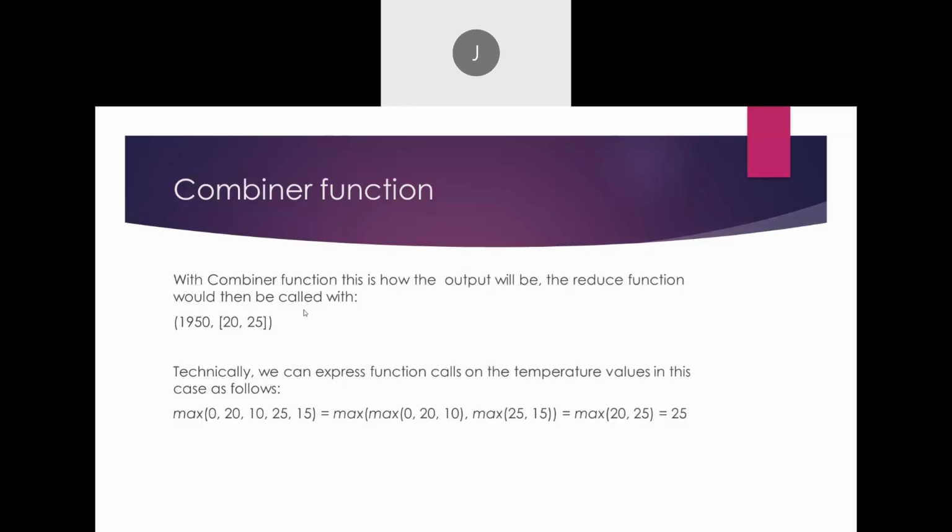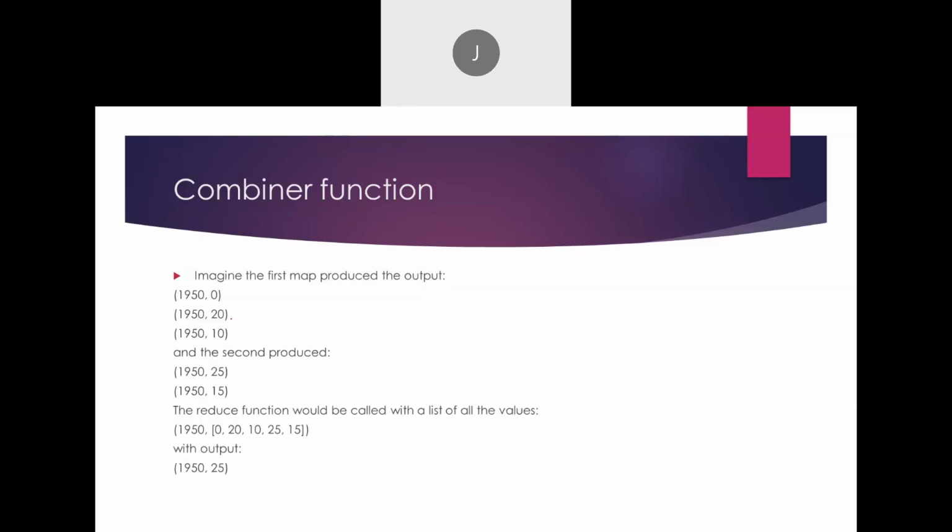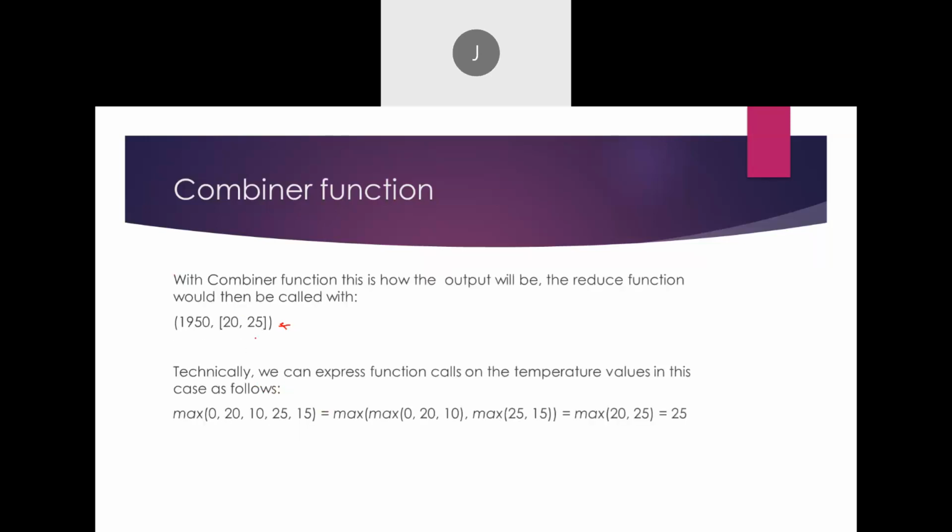If you can see it here, with the combiner function, this is how the output will be. The reduce function will be called with only 20 and 25. Here you will get the output as 20, and here you will get the output as 25. It will work on 20 and 25 only, two registered data.